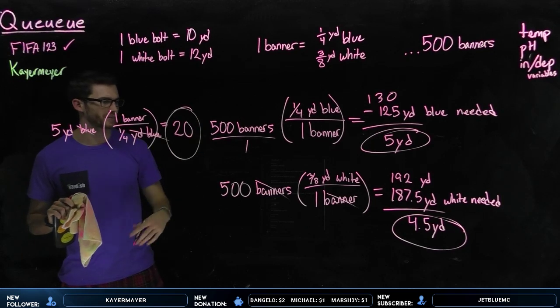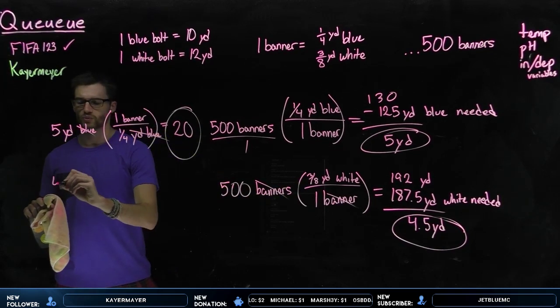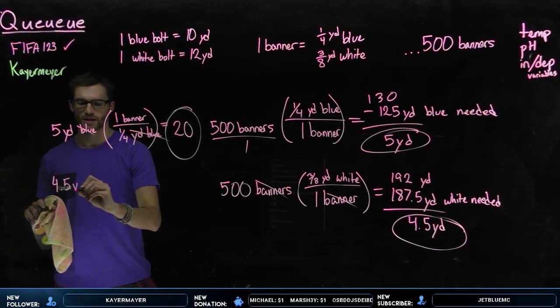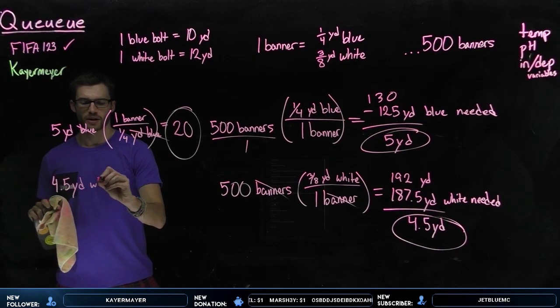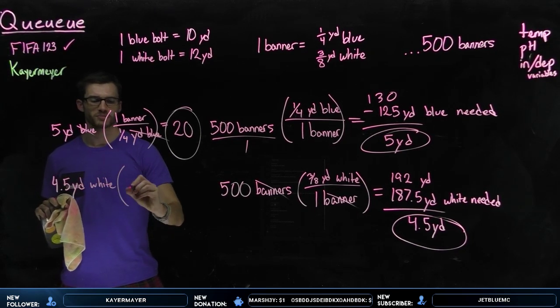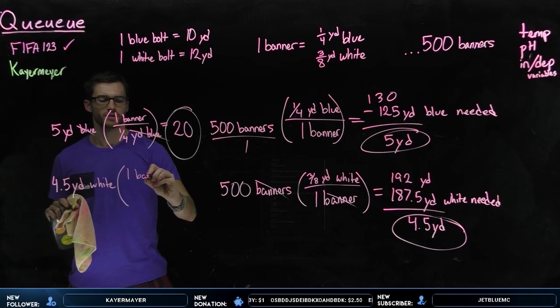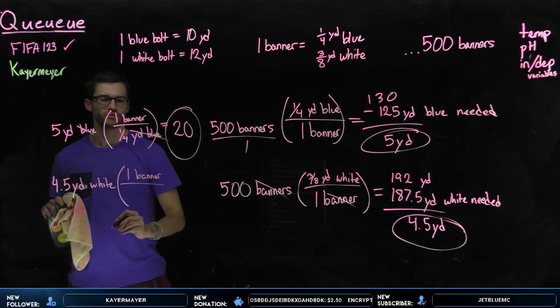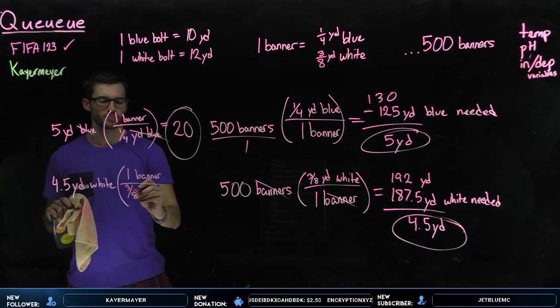Limiting whatever. So 4.5 yards of white. Yeah, this is definitely going to be the limiter. Of white. Multiply that by one banner over 3/8.